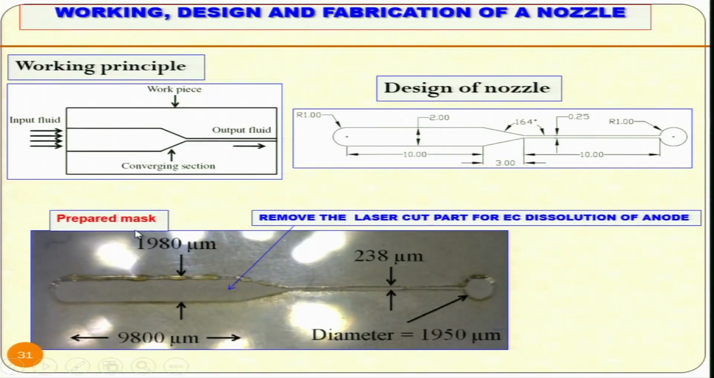Now, you can see here the prepared mask. This is the mask for making the nozzle, because this is the area where there is no mask, and this is the mask over there. So, material will be removed from the area where there is no mask. So, remove the laser cut part for EC dissolution of the anode. This part, as this arrow should be up to this particular point. This point, this arrow should be here.